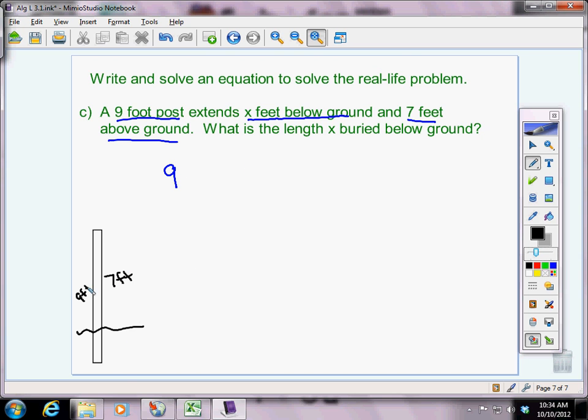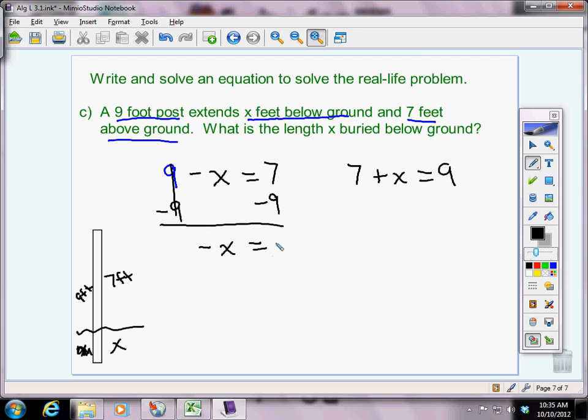If our whole thing is 9 feet, we take away how much it's below ground, we know we have to be left with what's above ground. And that should equal 7. Another way we might think of this is to say, I take how much it's above ground plus how much it's below ground, and that has to equal 9 feet. Either way you solve these, keep in mind, if you subtract 9 from each side, don't forget that this is a negative x, or the opposite of x. So this would end up being the opposite of x equals -2.